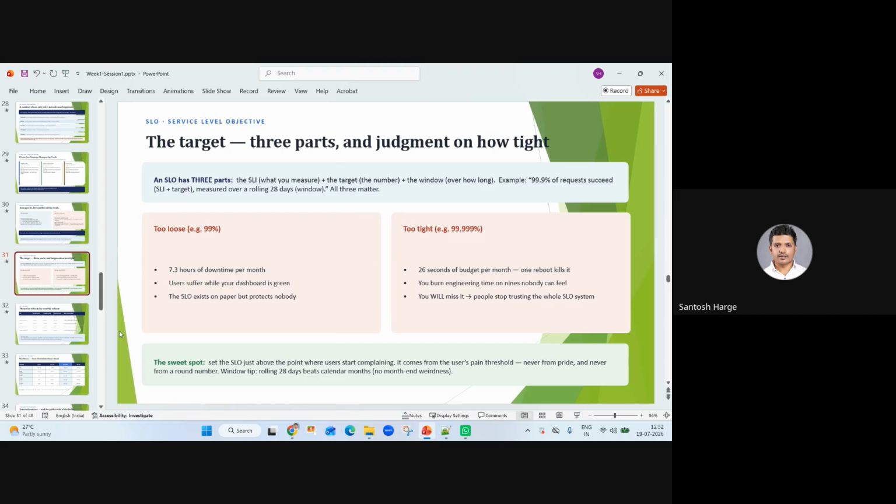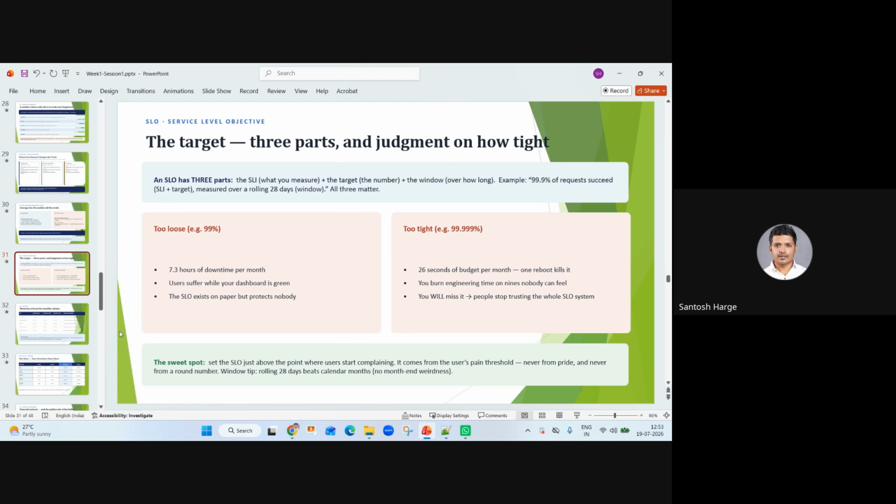They say, it is not available all the time, we are seeing some inconvenience with your service or system. That also should not happen. So we have to set the SLO in such a way that it is not painful for the user, and also not painful for the development team. So we need to keep one threshold here.